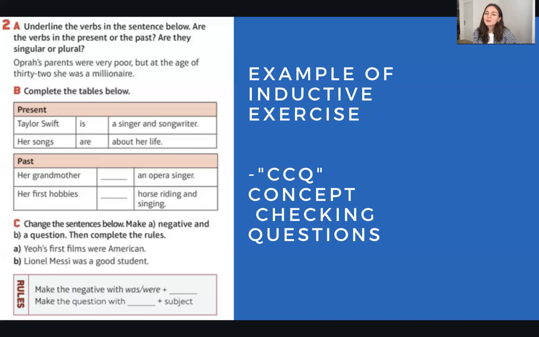CCQ is all about asking your student, eliciting the information you need. So the questions are: are the verbs in the present or in the past? Are they singular or plural? They all are concept checking questions. We use them when we need to check how well our student understands a certain rule, how well our students can use it, how accurate our students are with these rules.